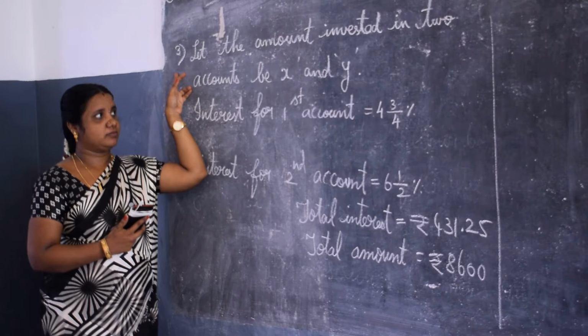Put the decimal here. Here you have to see the last two digits. How many places? Two places. Here also put the decimal. So our second equation is 19x plus 26y is equal to 172500. This is our first equation. This is our second equation.